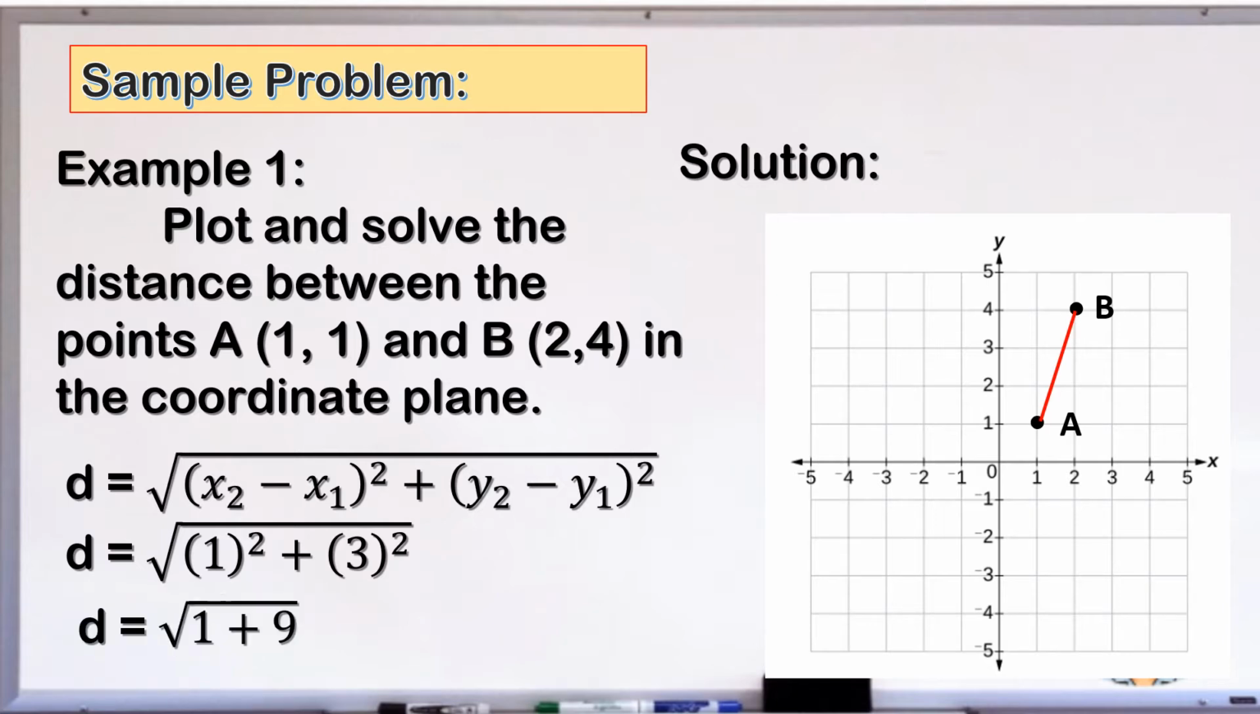So to continue, square of 1 is 1 and square of 3 is 9. So we have the square root of 1 plus 9, which is equal to the square root of 10. So therefore, the distance between points A and B is equal to the square root of 10 units.